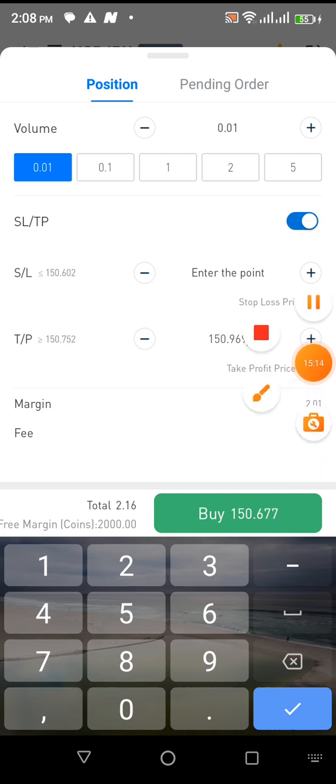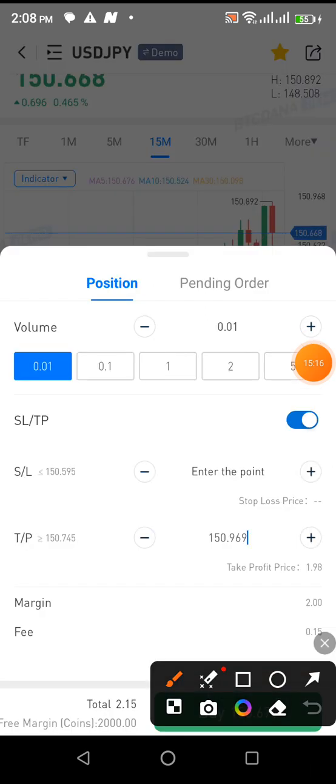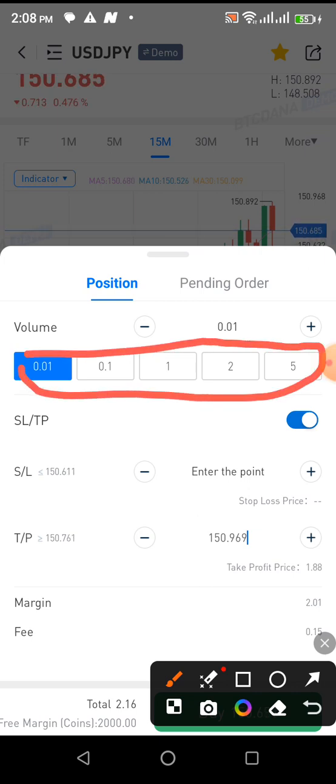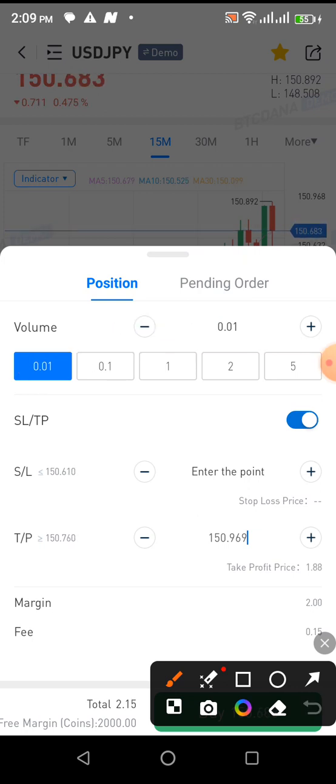You can see the lot size. These are the lot sizes. Look at them here. This area is where you determine your lot size. Now, this amount I showed you, you can see it's dropping because we've not entered, so it will drop.